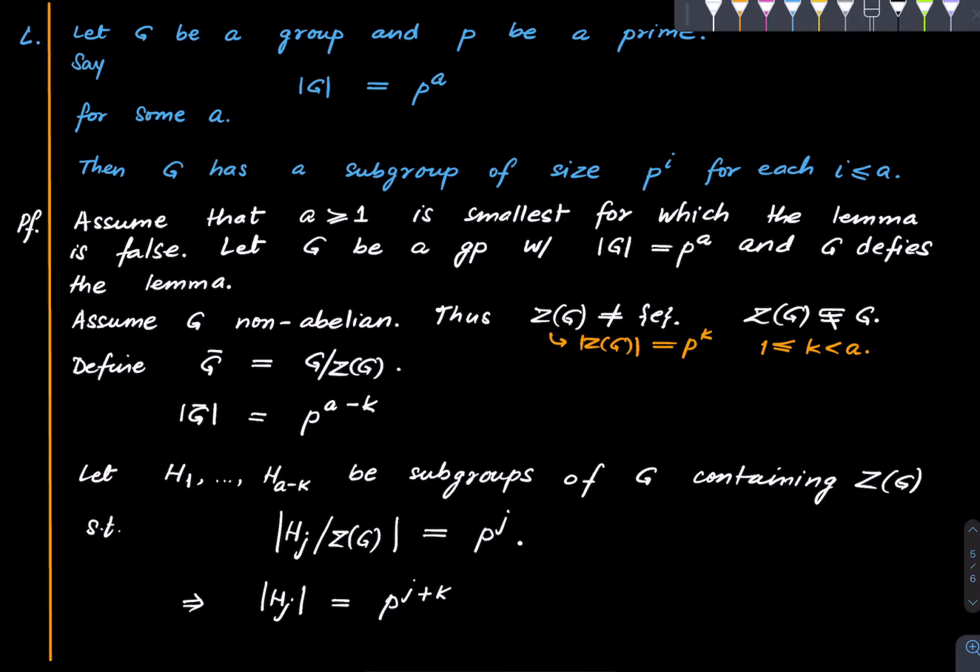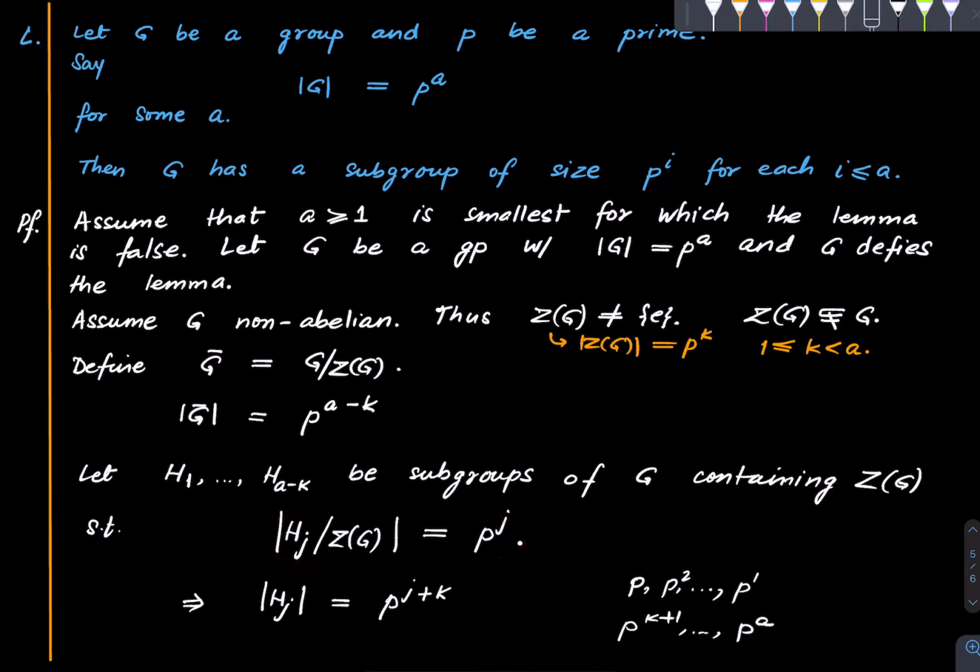But at the same time, since the center of G is a group of size smaller than p to the A, and it is a p group, we can find subgroups of Z(G) which have size p, p squared, up to p to the K. But if you have subgroups of Z(G) of this size, all of those subgroups are also subgroups of G. So the end result is that G has subgroups of size p up to p to the K coming from the subgroups of the center, and it also has subgroups of size p to the K plus 1 up to p to the A by the quotient group argument.